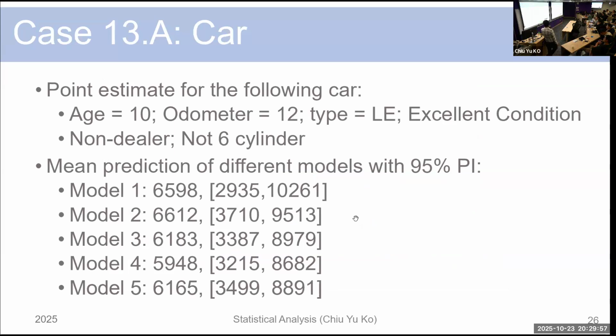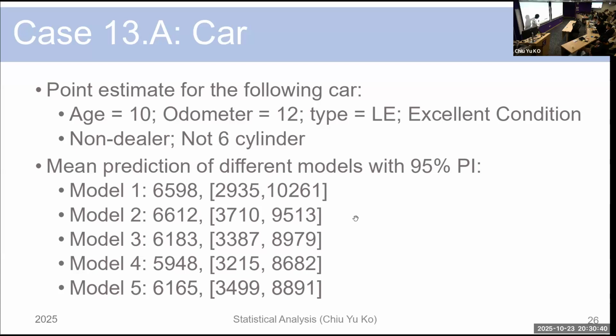Of course, the question would be, we have the model, now let's do the prediction. Now, if we give you a particular car with age 12, odometer 12, type is LE, and excellent condition, non-dual, not six-cylinder, this will be what the model gives you. And you will say, okay, 5 different models give you 5 different prices. If you want to sell or buy this car, which one should you pick, or what is the fair price to put this car on sale? I think this is the question they propose.